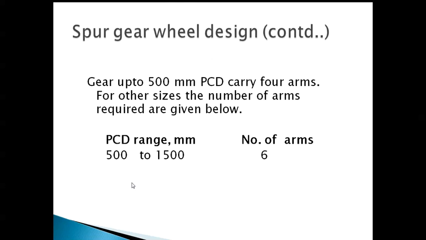So for a PCD range from 500 to 1500 mm, the number of arms used is 6. From 1500 to 2000, it is 8. Above 2000, it is 10. Based on the pitch circle diameter, we use a number of arms to connect the rim with the hub.